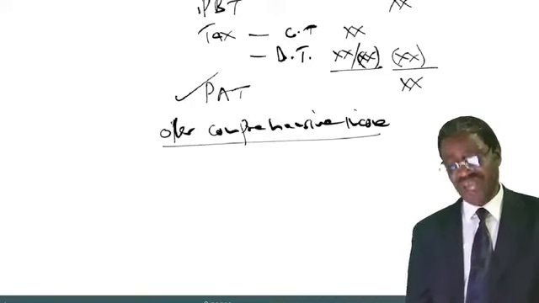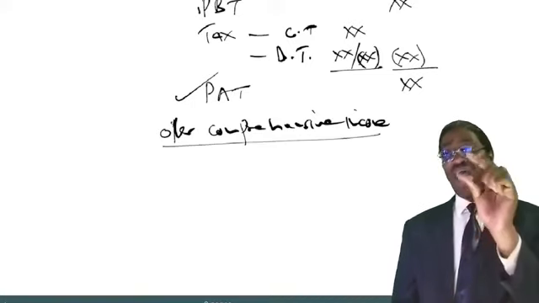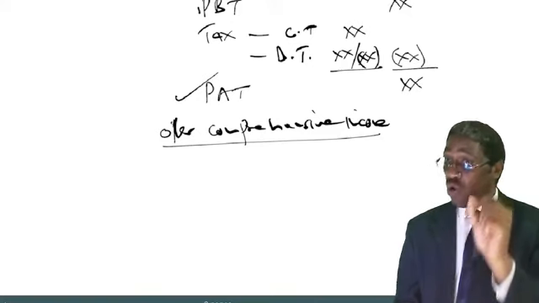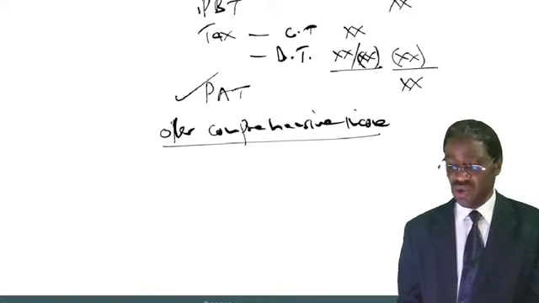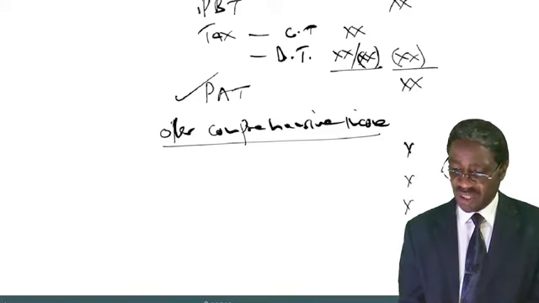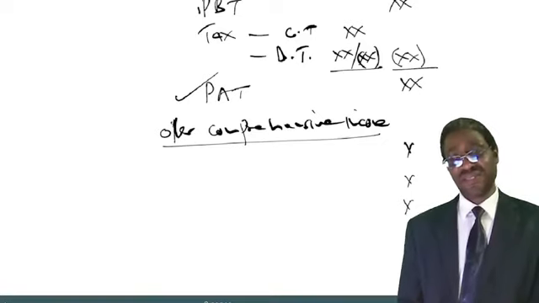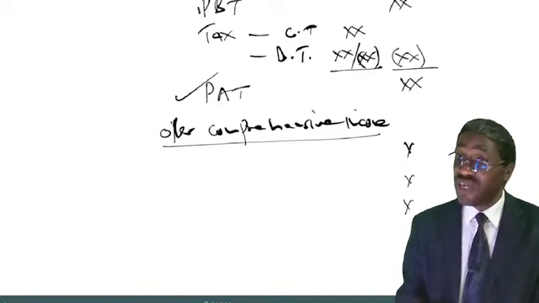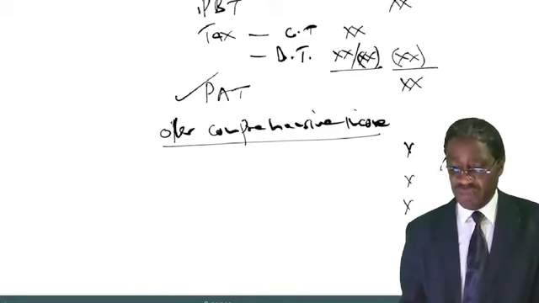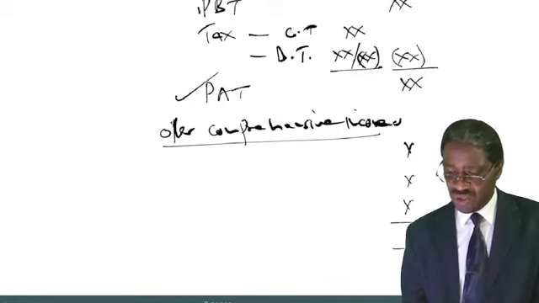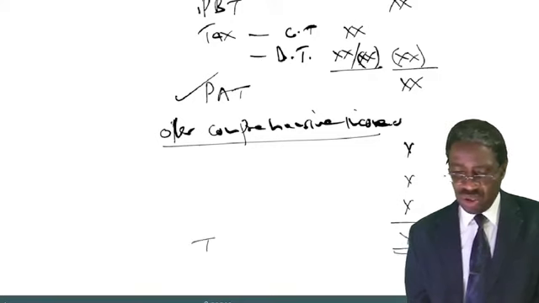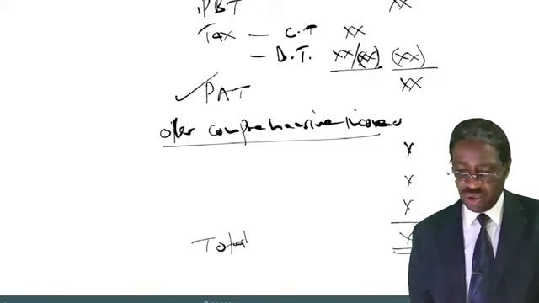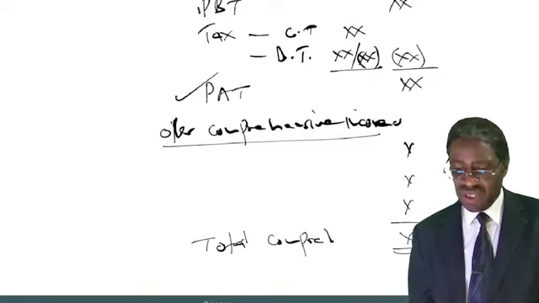You are now required to identify other comprehensive incomes. You have to list them, whatever they are. Listen, once you identify the other comprehensive incomes of the company, then you get the total, and that total is what we call the total comprehensive incomes.